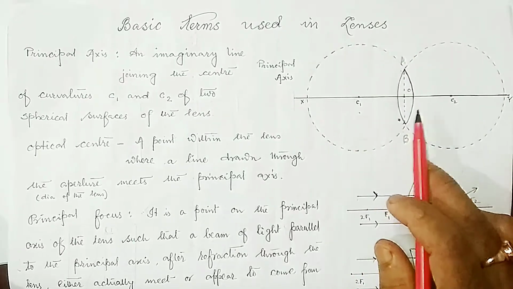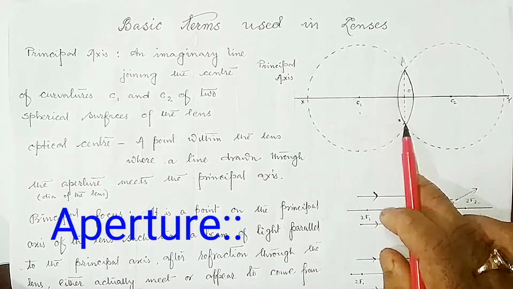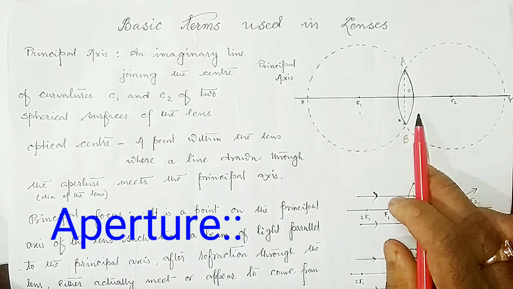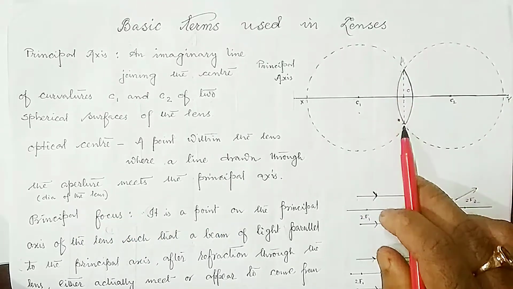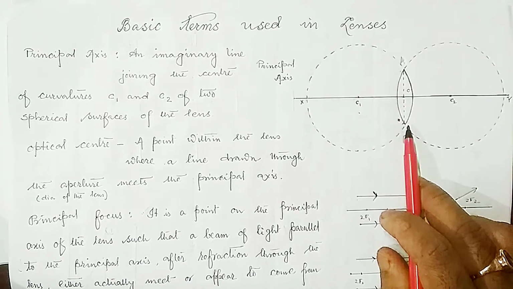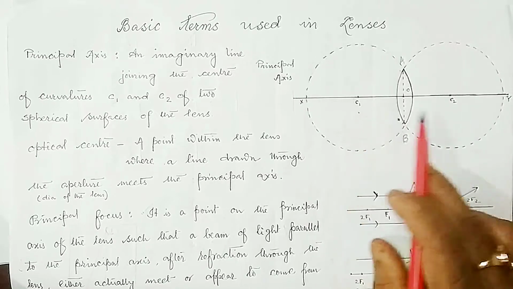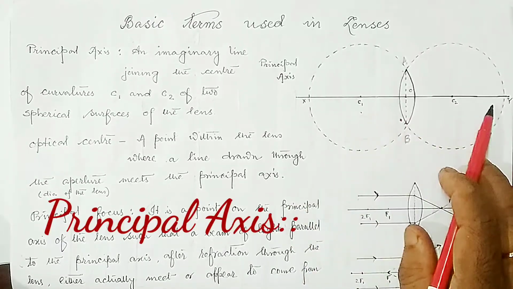Now what is the aperture of the lens? The maximum portion of the spherical surfaces from which refraction takes place is called the aperture of the lens. In this case, we can consider AB as the aperture of the lens. Now, if we join the centers of curvature, that is C1 and C2, by an imaginary line, that line is called the principal axis of the lens.